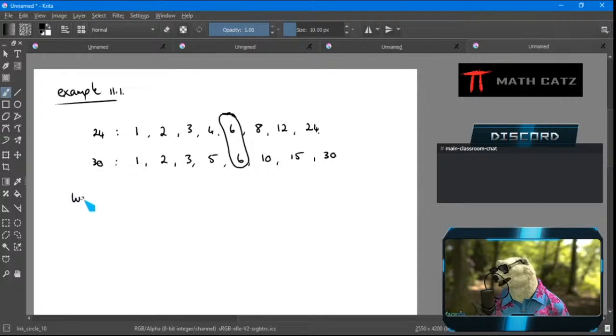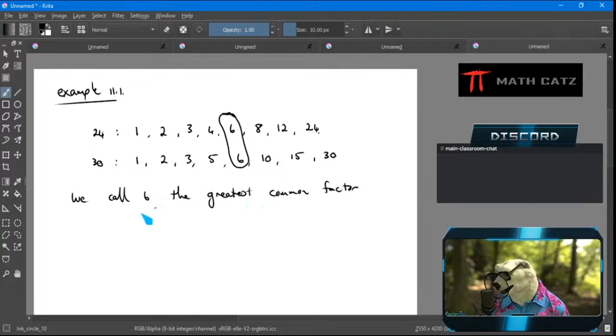So we call 6 the greatest common factor, for obvious reasons, of 24 and 30. It's a factor of both. It's common to both lists, and it's the biggest one I have. So sort of work backwards. It's a factor, it's common, and it's the biggest: greatest common factor.